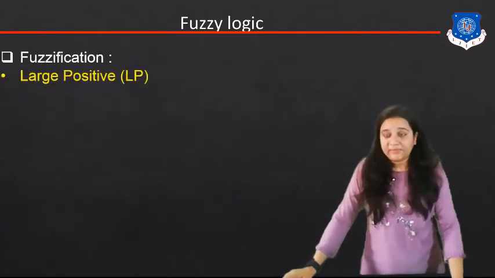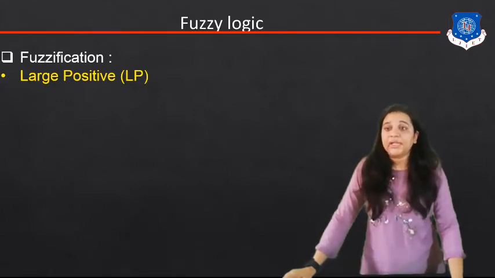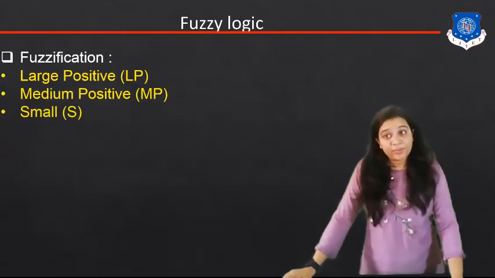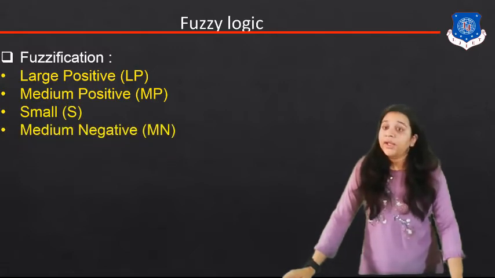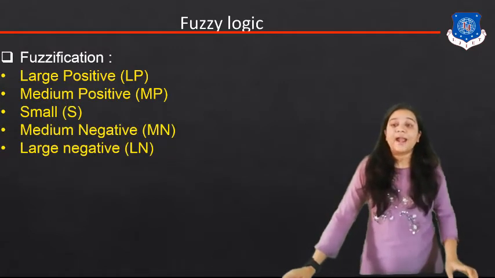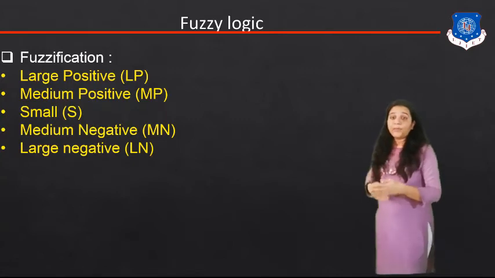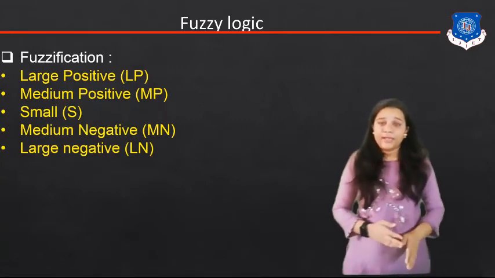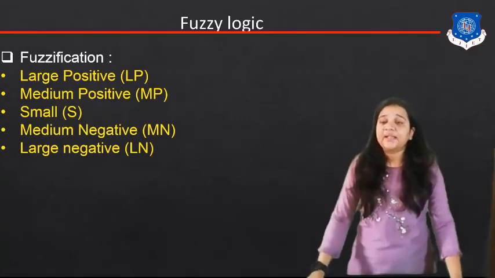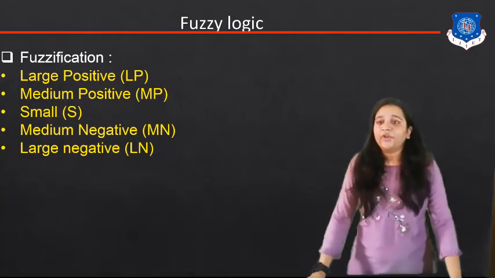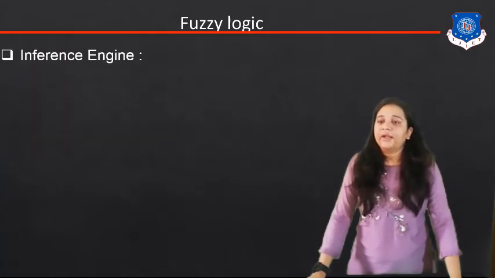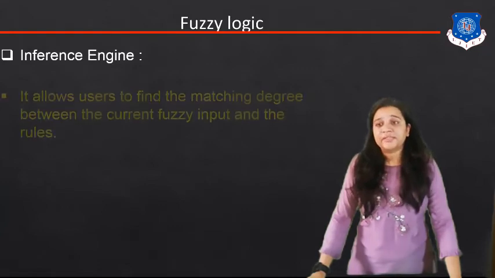The fuzzification is divided into five steps: large positive, medium positive, small, medium negative, and large negative. So depending upon the control output and the input, the fuzzification is classified into five steps: large positive, medium positive, small, medium negative, and large negative. Clear? Now the next one is the inference engine.